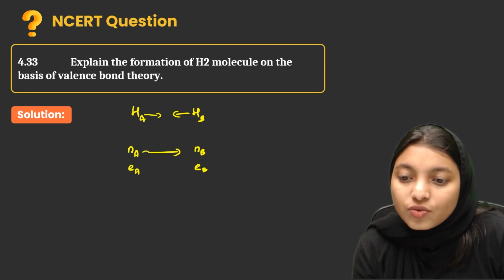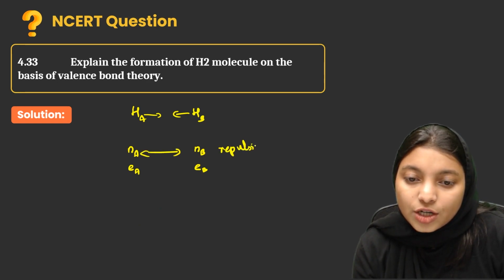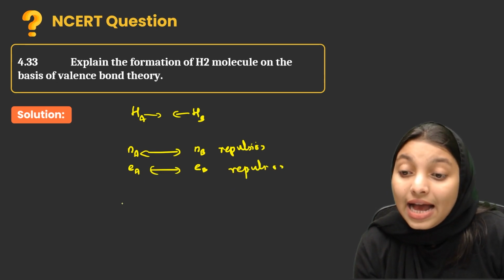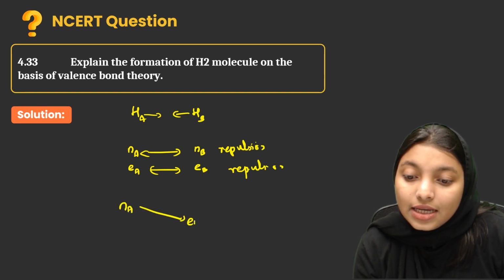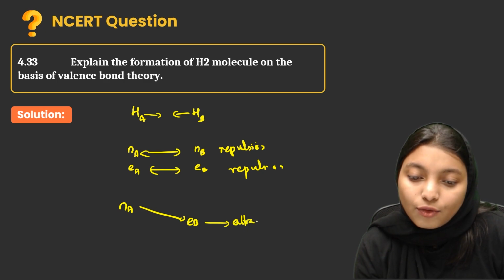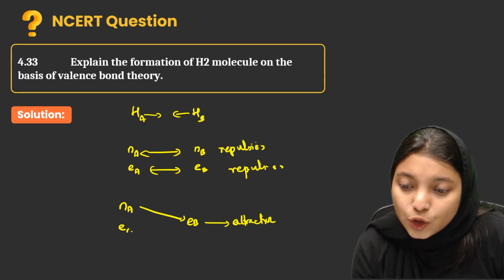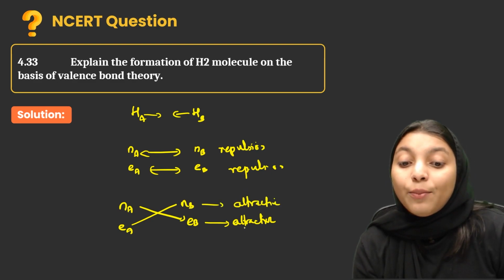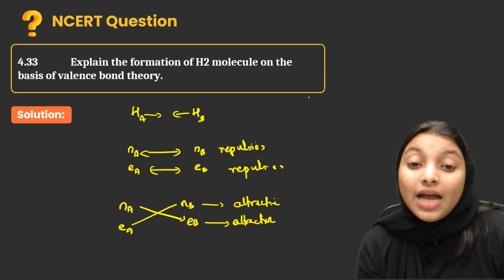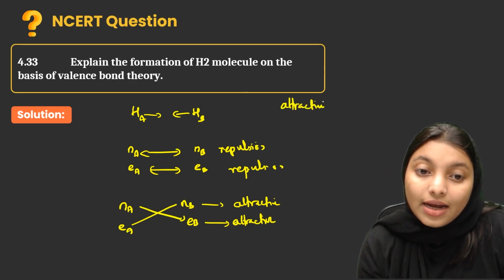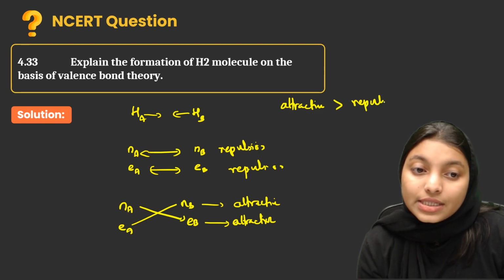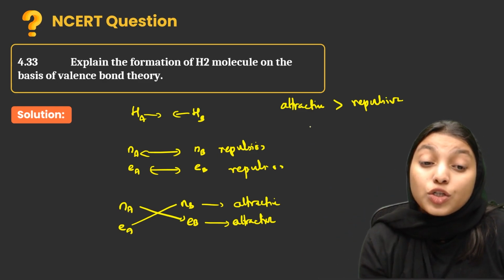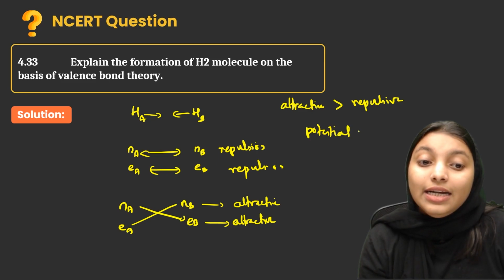There will be a repulsive force between the nuclei, and between the electrons again there will be a repulsive force. Between Na and Eb there is an attractive force, and between Ea and Nb there is another attractive force. Even though the number of attractive and repulsive forces is the same, the attractive force is more than the repulsive force. So they will keep on approaching together, and their potential energy will decrease.